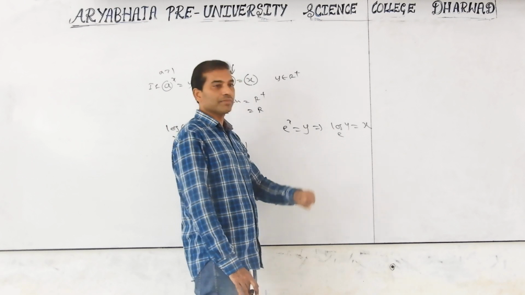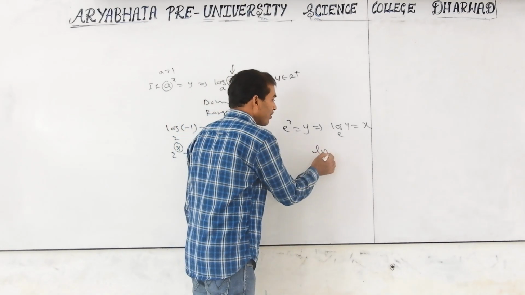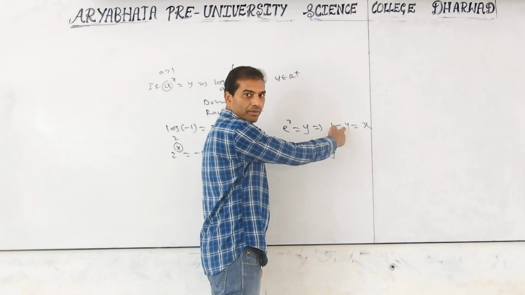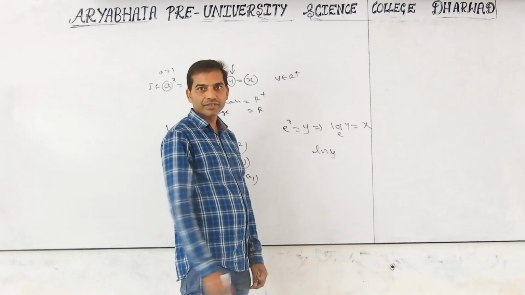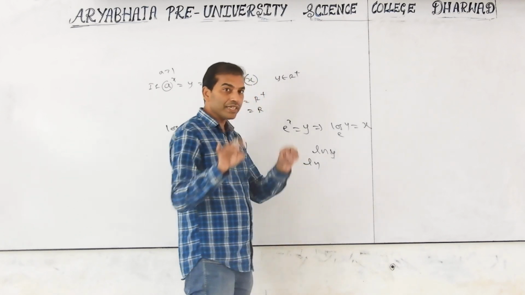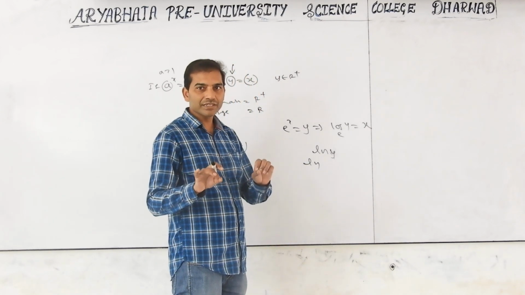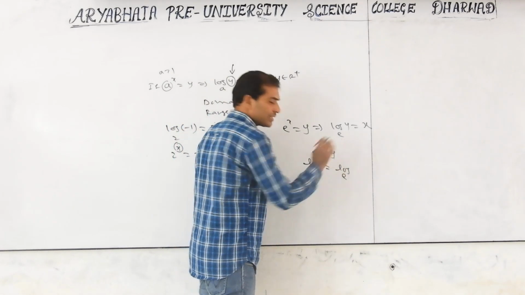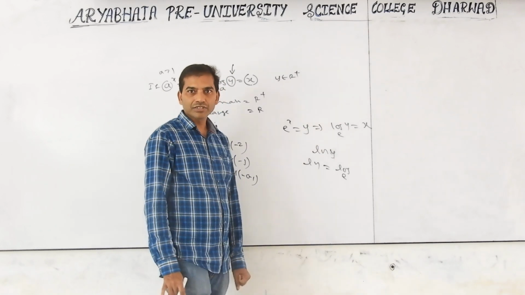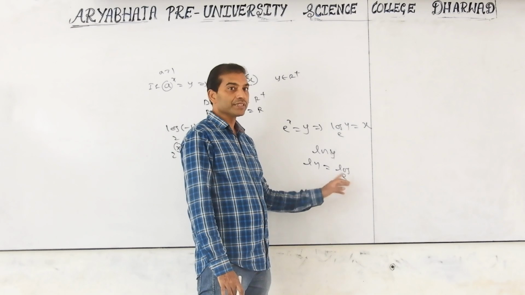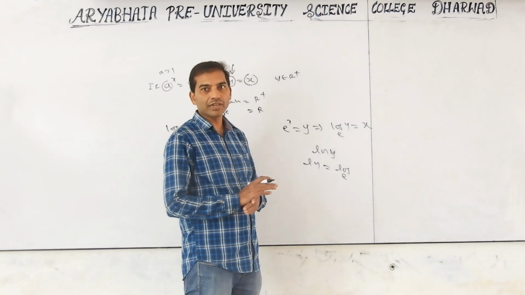The natural logarithm is denoted by ln y or ln x. Here y has to be taken as the domain, so ln y. Ln means what is the base? Base is e. Ln we can write as log of base e. Sometimes when we have not mentioned the base, we consider it as base e only.